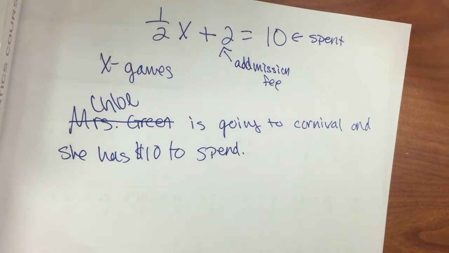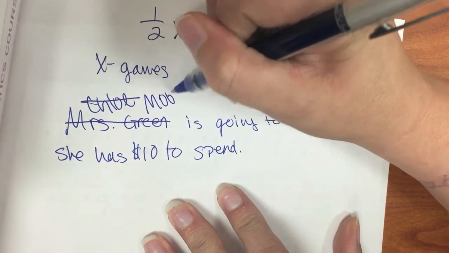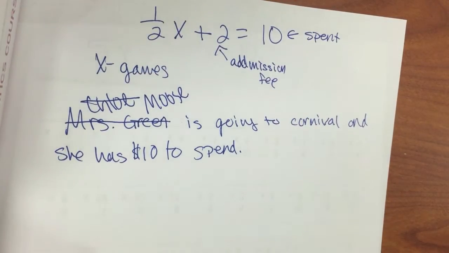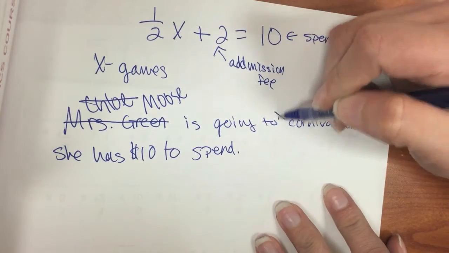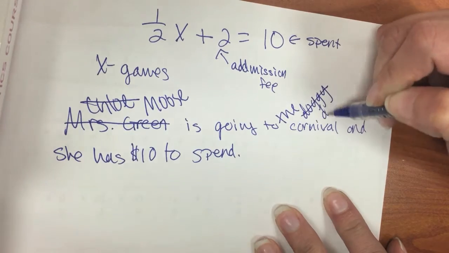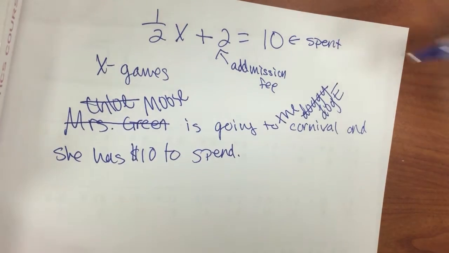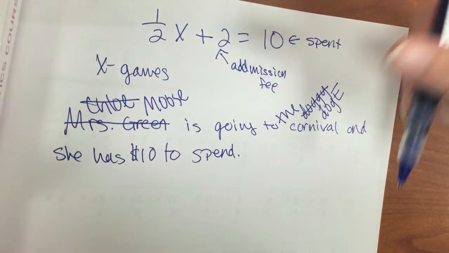You mean Moose couldn't have gone to the carnival? Okay, Moose is going to the doggy carnival. Oh, doggy carnival. You know what? We're going to make it hip. Dog-E carnival. Okay? And she has $10 to spend.